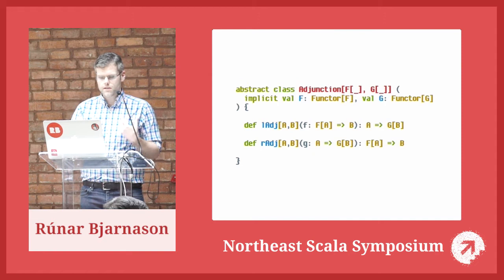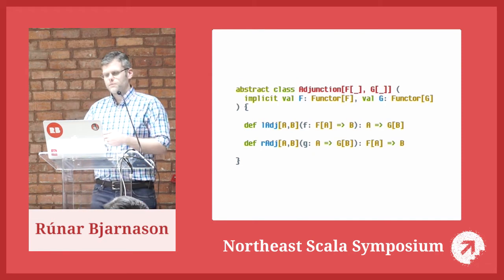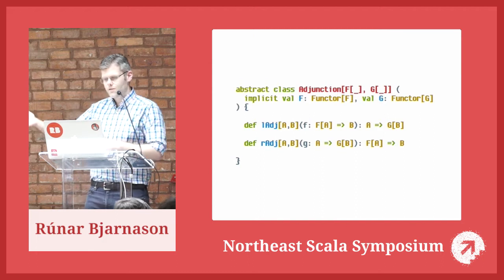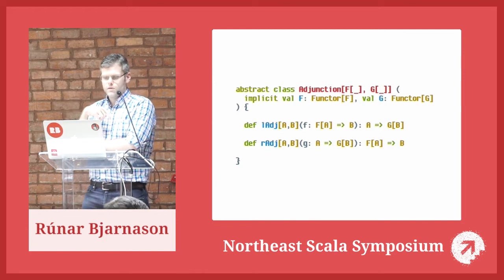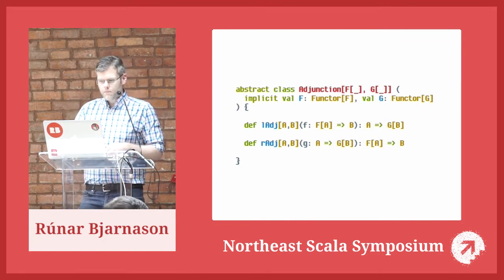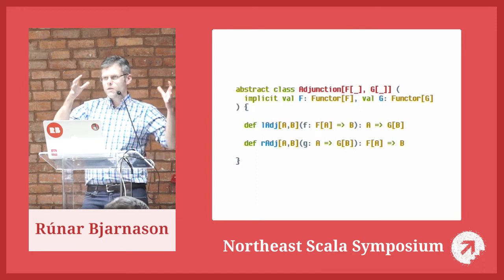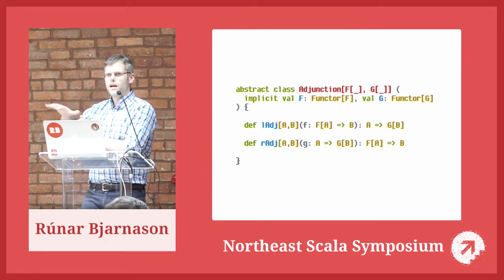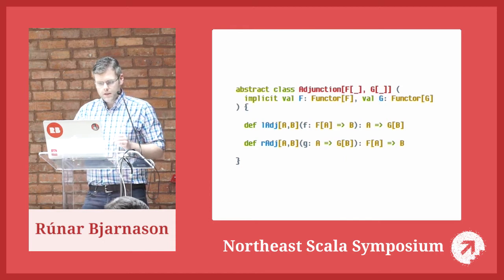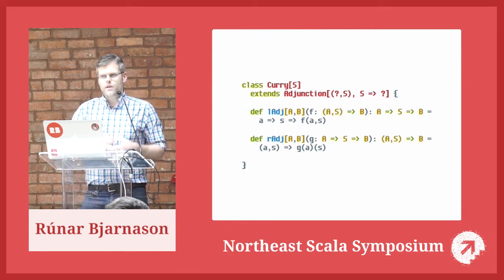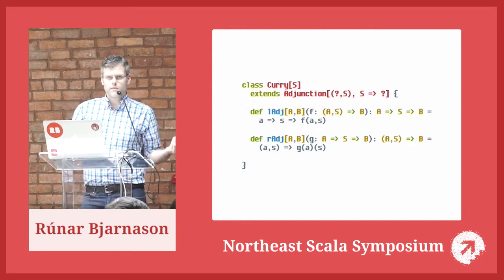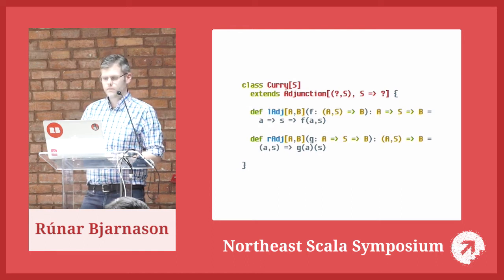And what it has to exhibit is that we can go from functions that take an F of A and give us a B, to functions that take an A and give us a G of B, and we can go the other way around as well. Given one of the functions, we can ask, well, what is the one that corresponds to that on the other side? And these methods are called the left adjoint and the right adjoint. I'm going to use that terminology later. And for the curry and uncurry situation, the left adjoint is just curry, and the right adjoint is just uncurry.